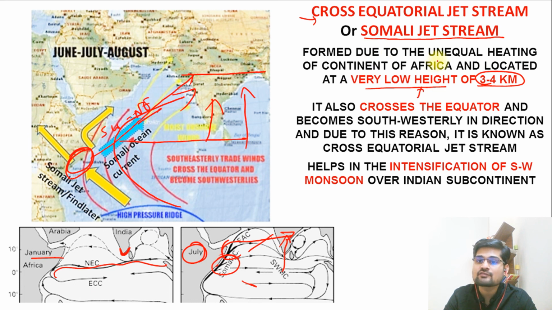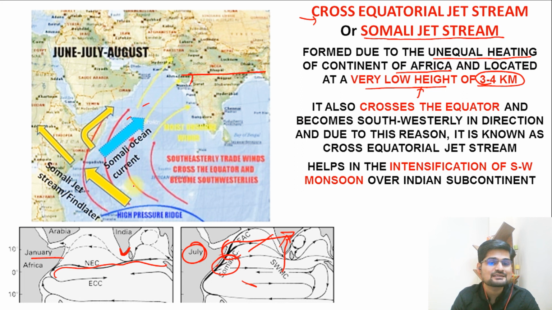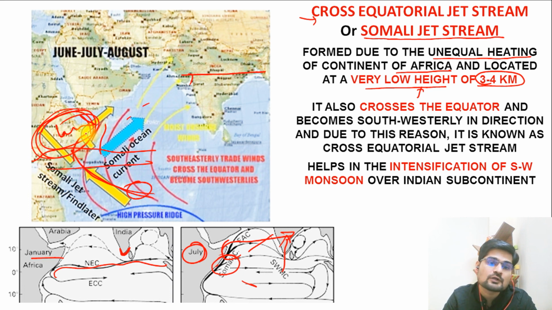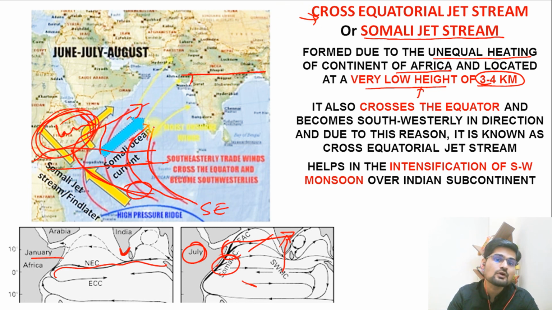So what happens here? It is formed due to unequal heating of the continent of Africa. Now remember, again the thermal contrast is happening between the ocean and the land, right? So the land is heating faster. So what is happening? The wind is rushing here. And when wind is rushing here, the ITCZ is shifting and being pulled towards this direction. So what is happening here? The winds from the southern hemisphere are crossing here. That is why it is called the cross equatorial jet stream, because the southeast trade winds are actually pulled to the northern hemisphere. And that is where this upper air circulation, this zone of mixing, is created.